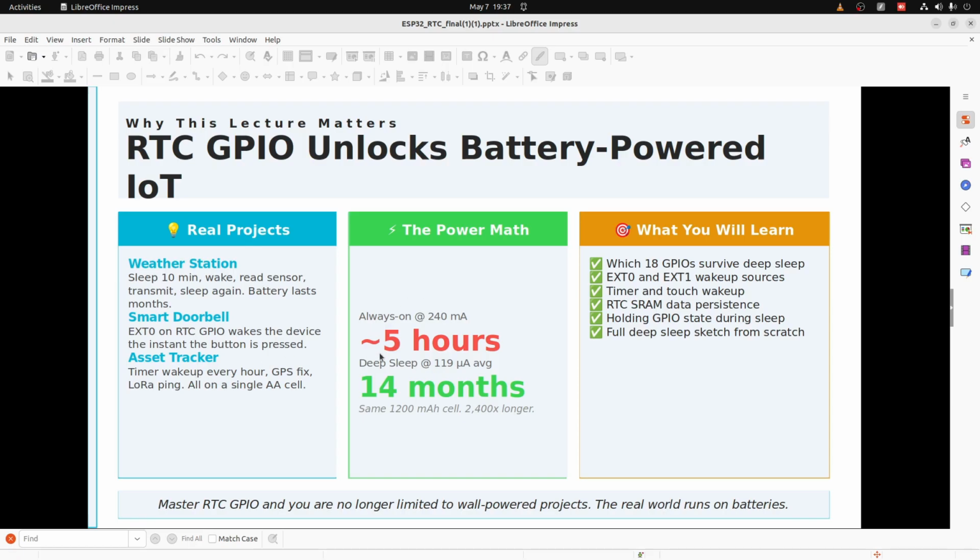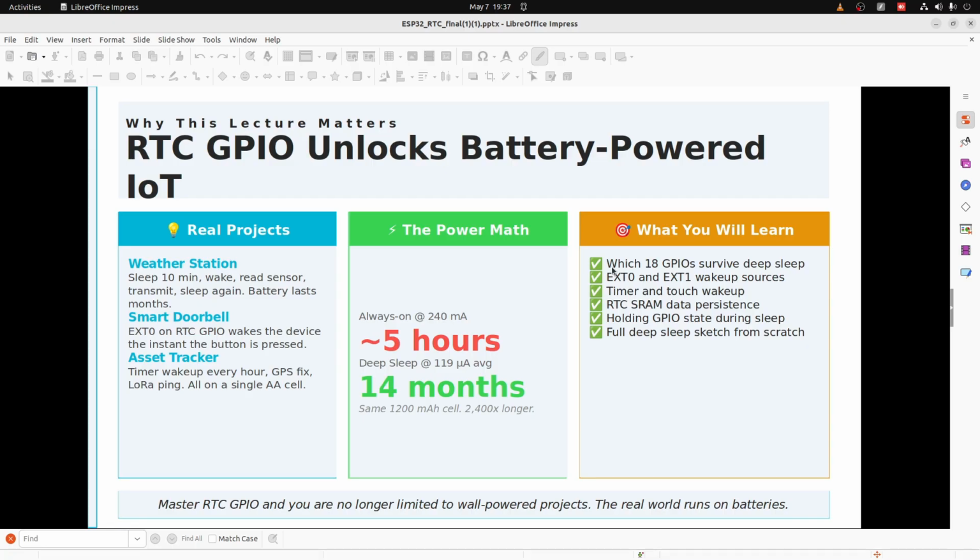Now look at the middle column, the power math. If you run an ESP32 in always on mode at around 240 mA, a standard 1200 mAh battery gives you roughly 5 hours. That is not even a full day. But with deep sleep, where the average draw drops to around 120 microamps, with intermittent Wi-Fi working, that same battery lasts 14 months. And the third column is your roadmap for this video.